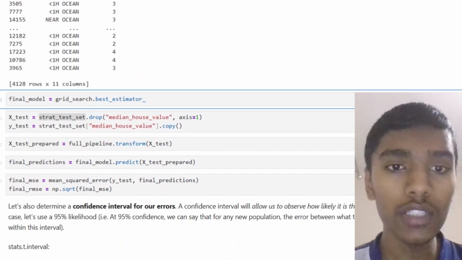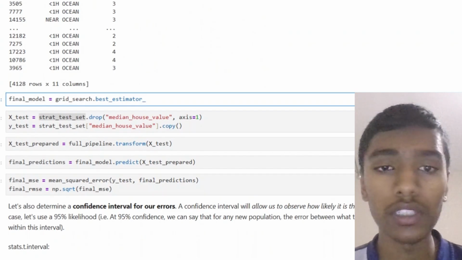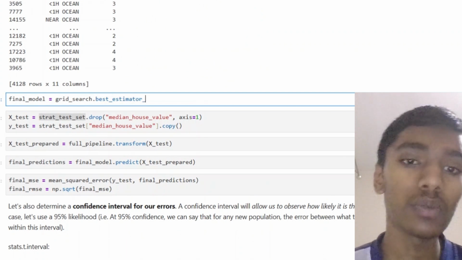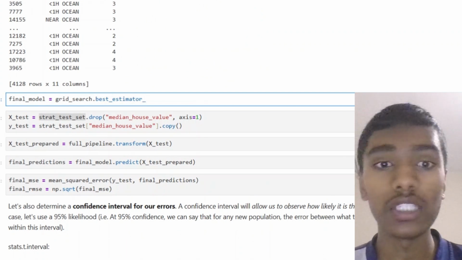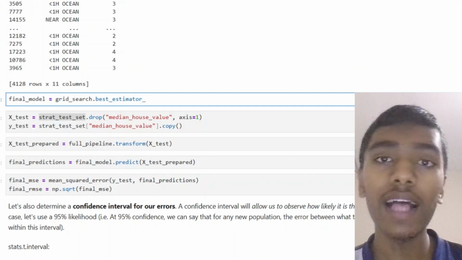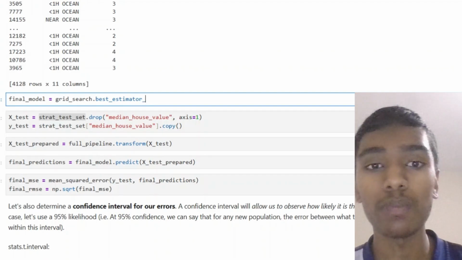So what we're going to do is use our grid search object that we created, I believe, two tutorials ago. Remember, we have a best estimator property that is created during the runtime of our grid search CV. This best estimator is going to be the best values that we should choose for our hyperparameters based on the values that we provided.